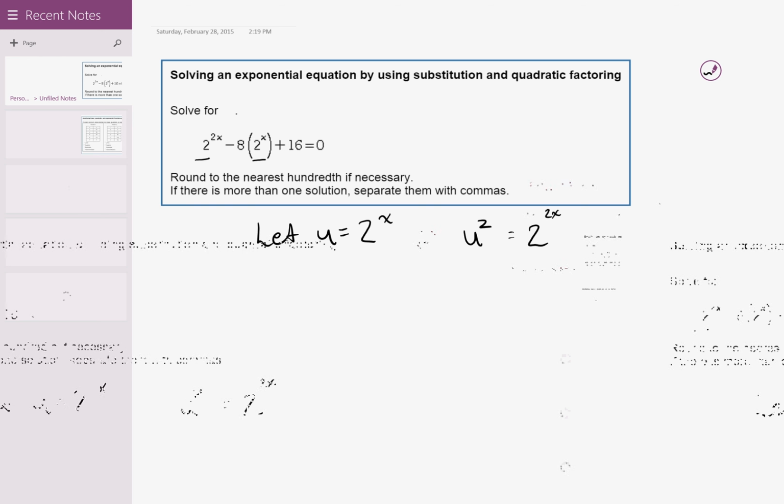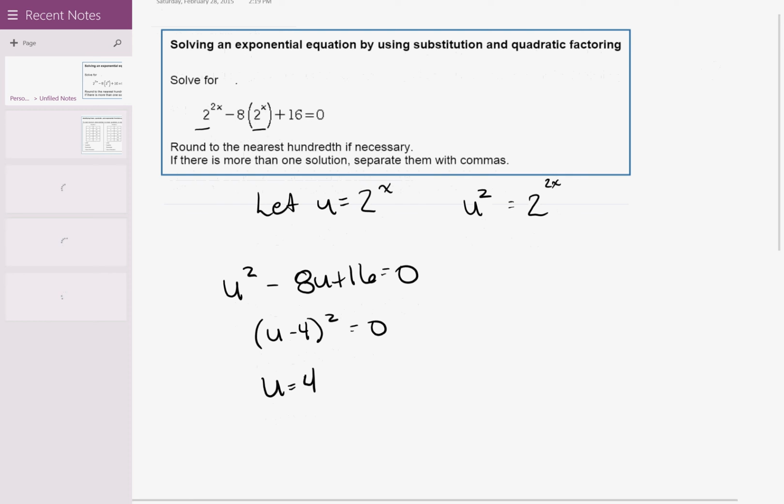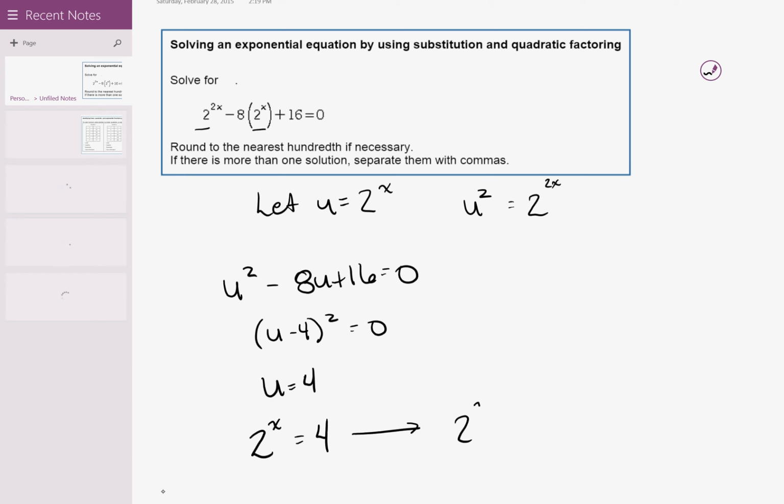Okay, so using u's and rewriting my original equation, I have u squared minus 8u plus 16 is equal to 0. And that is a perfect square trinomial, so (u minus 4) squared is equal to 0. Or in other words, u is equal to 4. Now, we're not looking for u, we're looking for x, right? 2 to the x is equal to 4. 2 to the x is equal to 2 squared. x must be equal to 2.